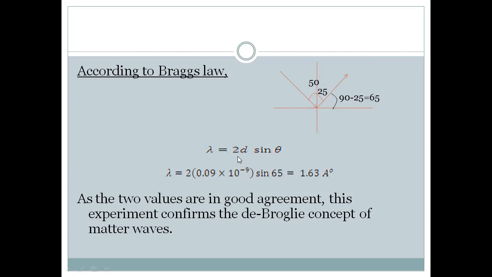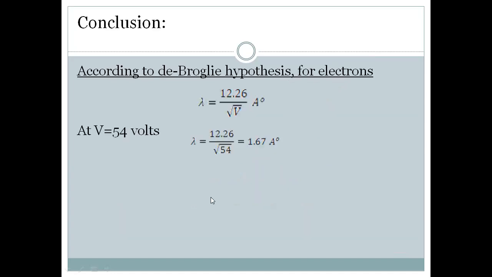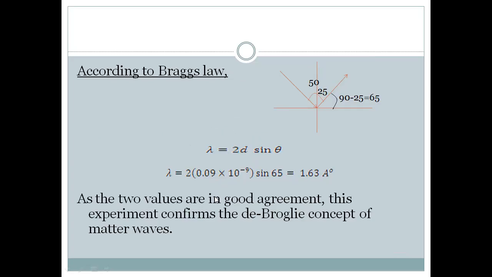So substitute them in the formula: 2 into d, where d is the atomic spacing of the nickel crystal target. For the nickel crystal, the atomic spacing is 0.09 nanometers. So 0.09 into 10 power minus 9 into sine 65. If you go through the mathematical calculations, the value will be 1.63 Angstroms. So you can easily say that the value from the de Broglie wavelength, 1.67, and from Bragg's law, 1.63 Angstroms, are in good agreement. So we can say that de Broglie's concept of matter waves is confirmed. That is, the existence of matter waves is proved.